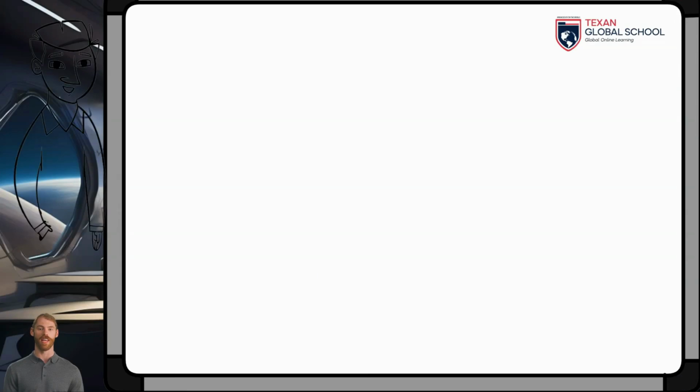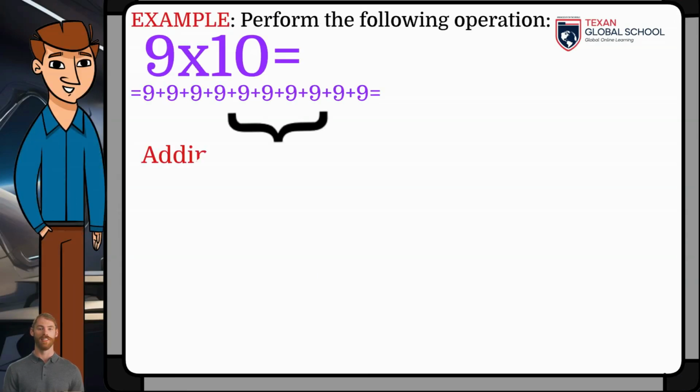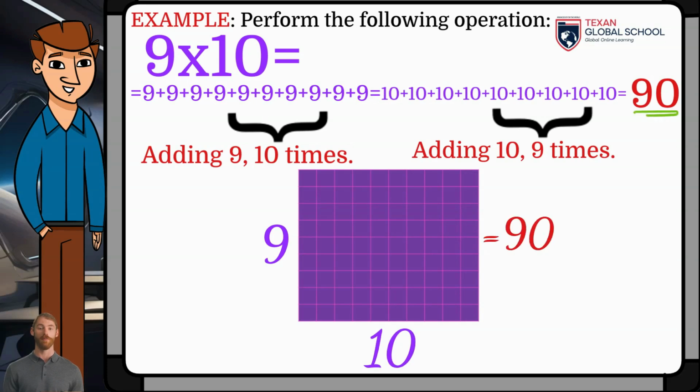Finally, multiply 9 by 10. We add 9 10 times. Or we add 10 9 times. Therefore, 9 times 10 is 90. The model represents 9 rows by 10 columns. So we have 90 ones. Hence, we conclude that 9 times 10 is 90.